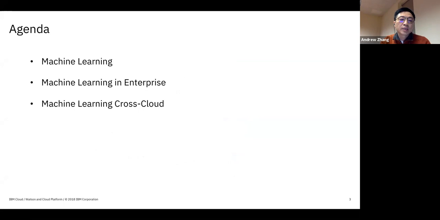So here is the agenda. I will quickly touch on what machine learning is and the current state of machine learning. Then I'll share some of the challenges in enterprise with scaling machine learning. That is pretty much about what I have done before. But this year, I've been getting into the space of how to run machine learning across cloud, so I will share some of that content.